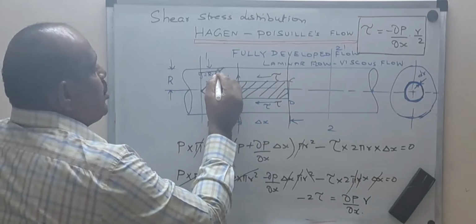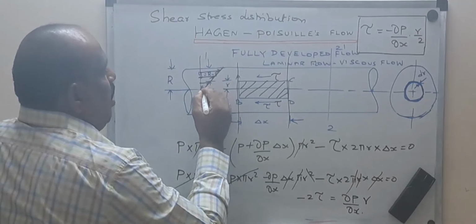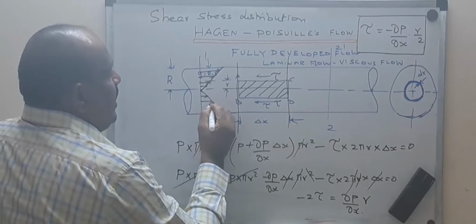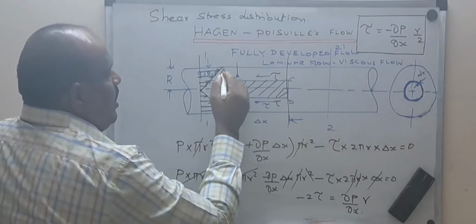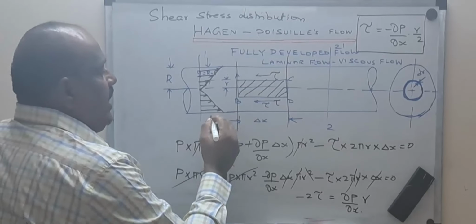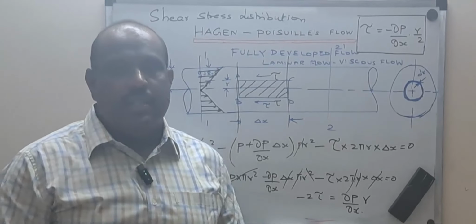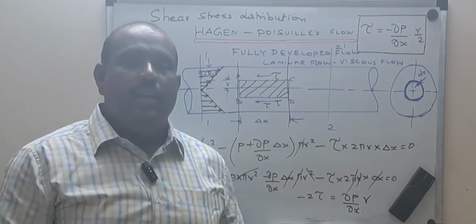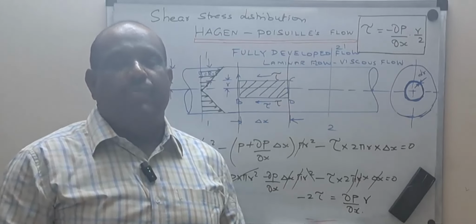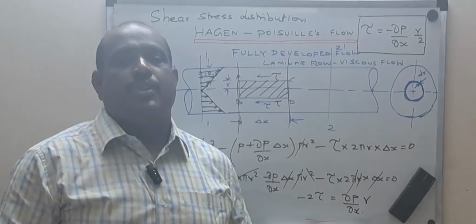So we can see the shear stress is maximum at the walls and becomes 0 at the center. So this black color profile indicates my shear stress distribution. Let us continue further to get the velocity profiles, as well as the pressure drop.